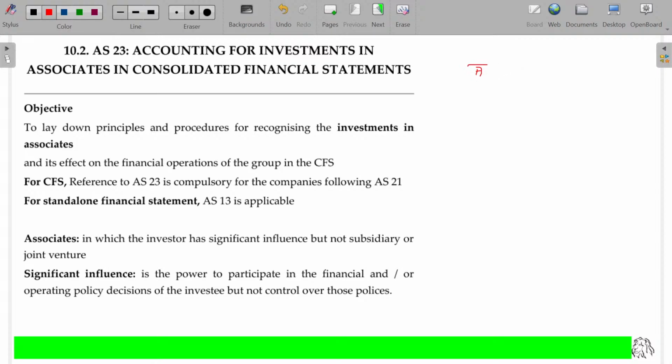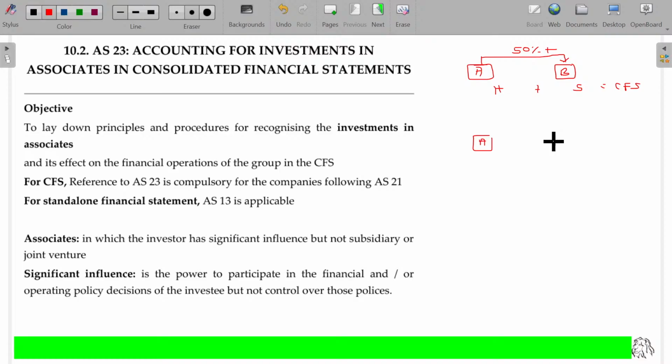If company A invested more than 50% shares in B company, then automatically A is named as holding company, B will be named as subsidiary company. So what happens here? A has to prepare a separate financial statement for A, as well as B has to prepare separately their own financial statement. Apart from that, you have to prepare CFS, consolidated financial statements.